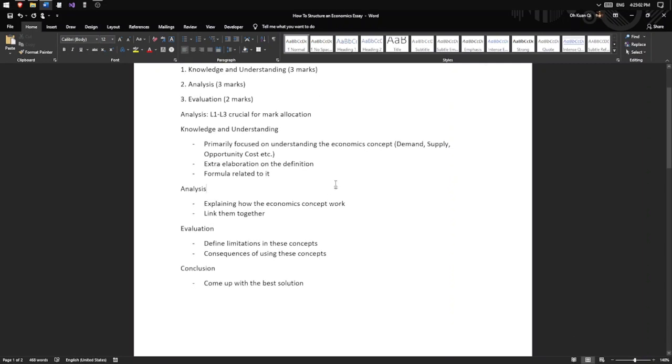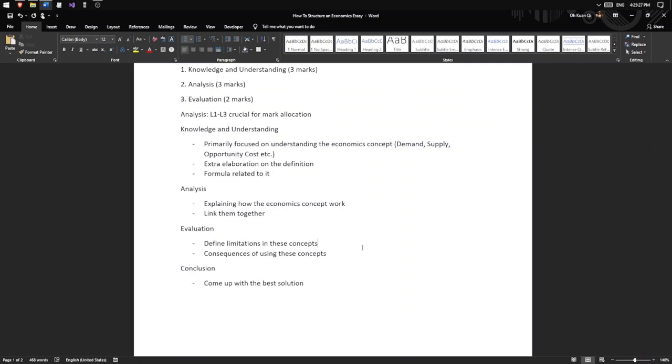And then now we look at analysis. For the analysis part, this is where we try to link everything together. So here we need to explain how the economics concept works, and then link them together. The most important part of this analysis is that we need to explain how this economics concept can work with the specific thing required by the question, which we'll get into later.